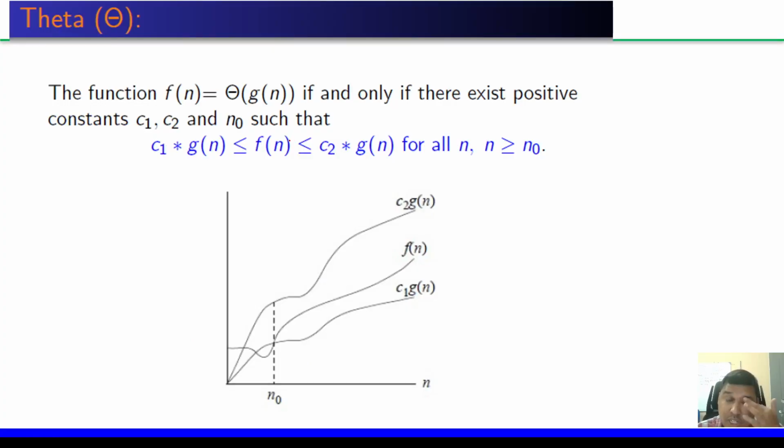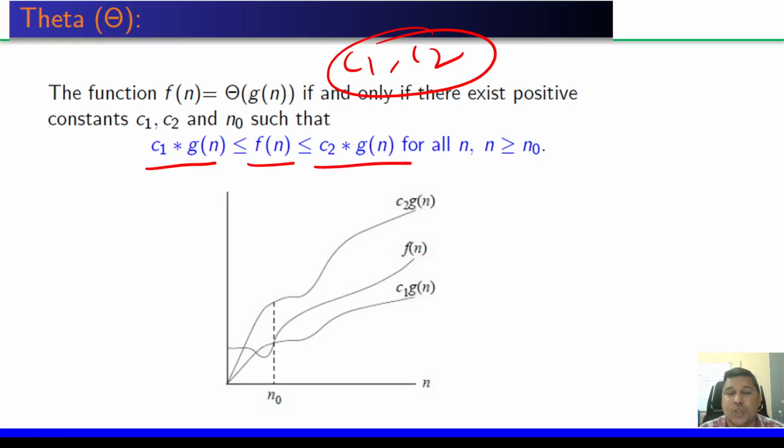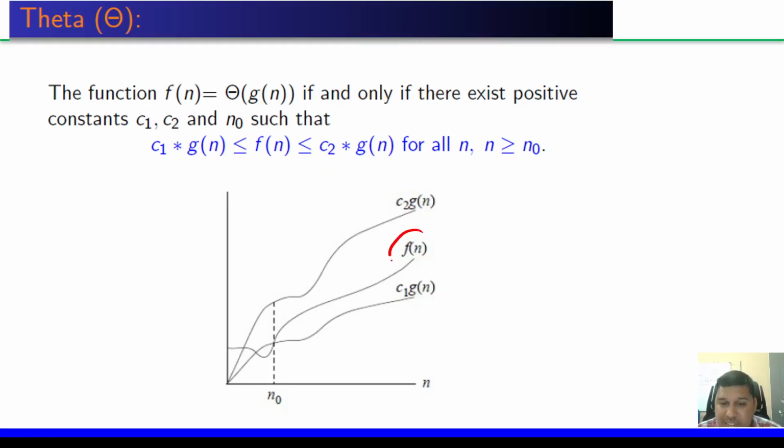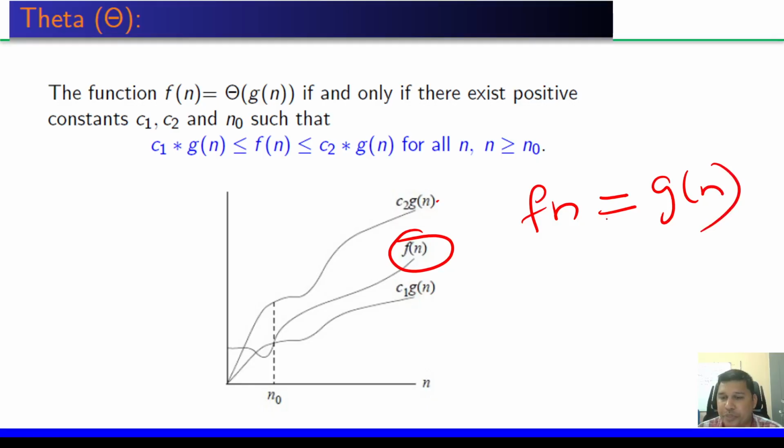See, theta notation says that there exist two constants C1 and C2 such that C1 into g of n is less than f of n is less than C2 into g of n. It means f of n is in between C1 into g of n and C2 into g of n. Theta means it is equal to g of n.